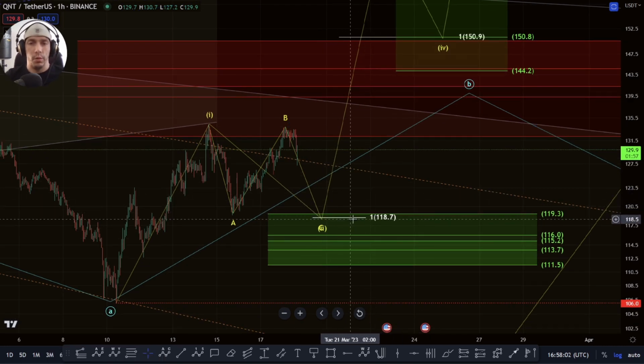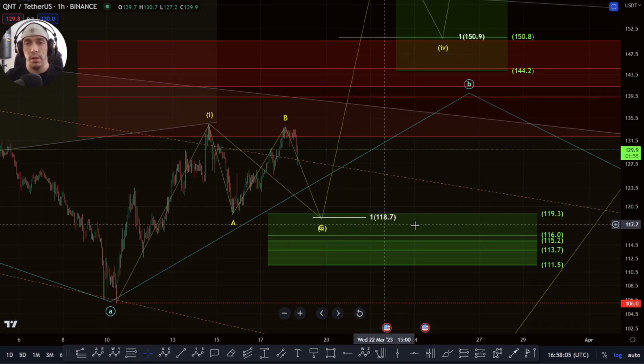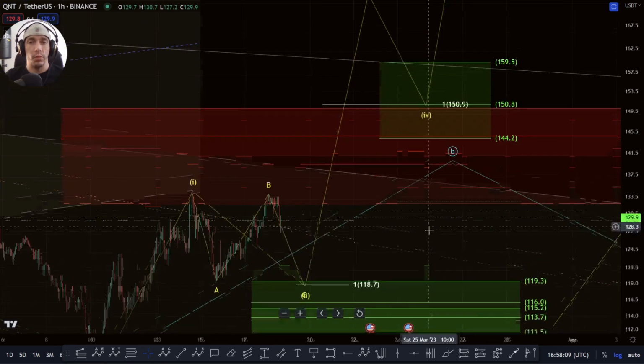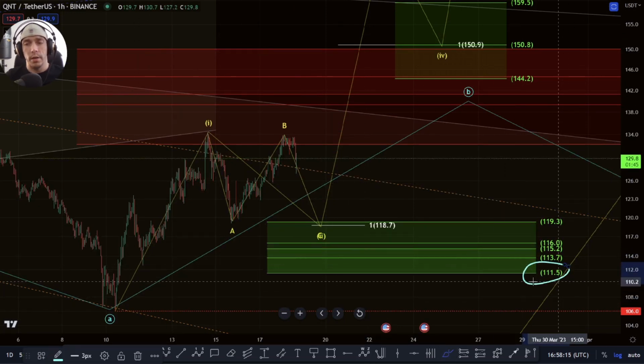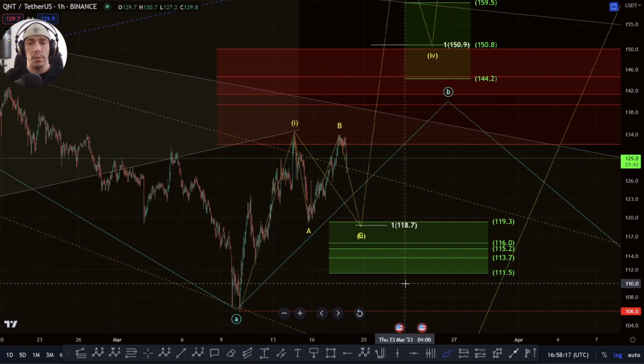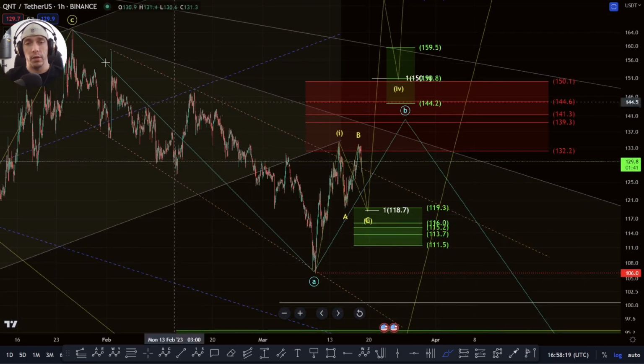Otherwise, it's likely that we're already coming back down in the C wave towards this 118.7 range, and then we could be looking for that push to the upside. So we're gonna have to see how we play out here. If we start to lose this 115 zone though, 111 area, it becomes more likely that we could actually see this start to progress back to the downside here.